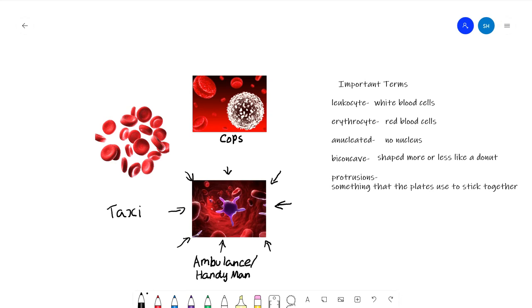Platelets are also anucleate, which means they don't have a nucleus, just like the red blood cells. At rest, the platelets are in a disc shape, and when they're into action, they transform into different shapes. Those were the three main types of blood cells and components of blood. I hope the analogies helped you remember what they do.